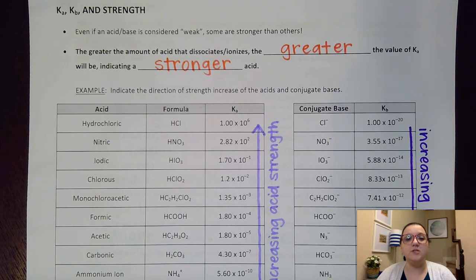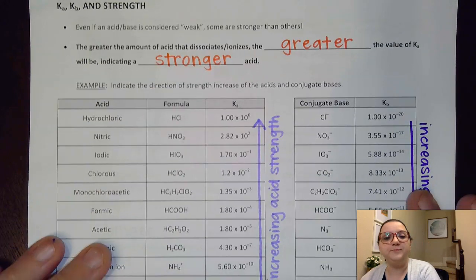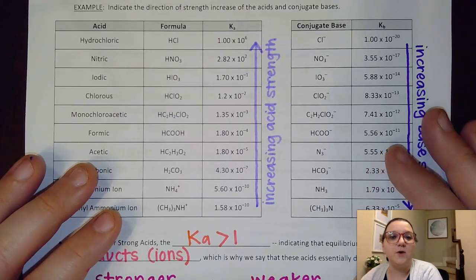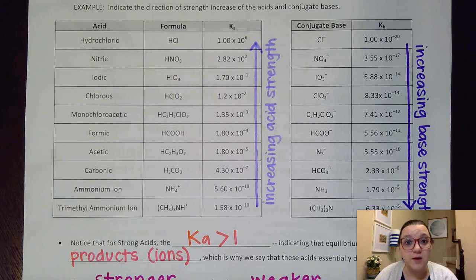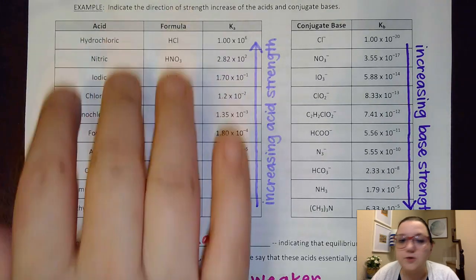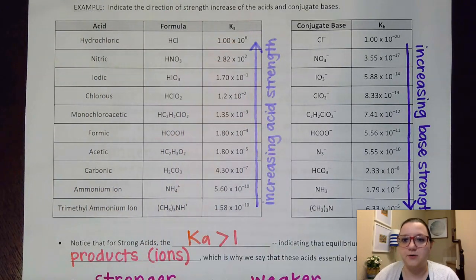Now, there are correlations between the strength of an acid and its conjugate pair, or a base and its conjugate pair. So to kind of put that into perspective, let's look at the chart below. What it wants us to do on this chart is to indicate the direction of strength increase of the acids with their conjugate bases. So we notice here a huge list of acids all given with our Ka values. And if we remember the statement up above, the greater the value of Ka, that would indicate a stronger acid. So our largest values for Ka are here at the top, while our smallest values are here at the bottom.